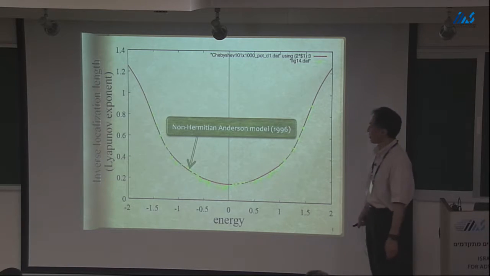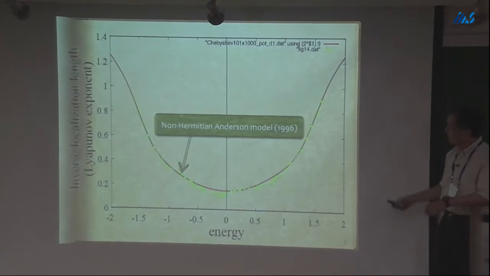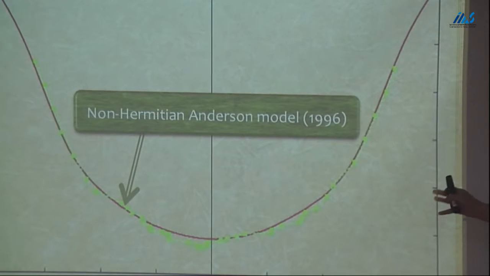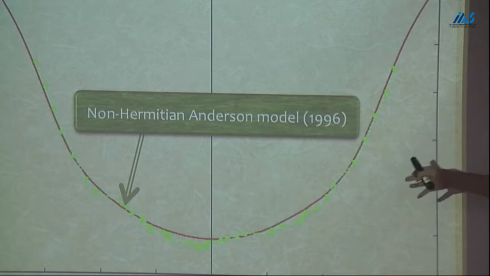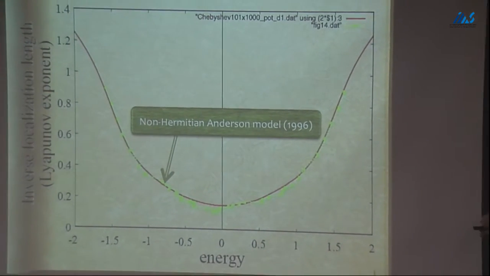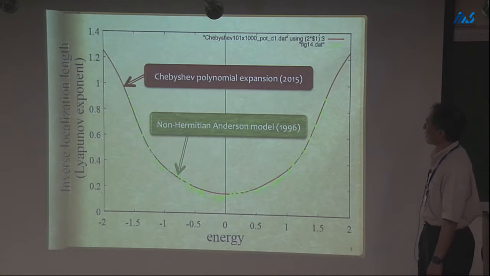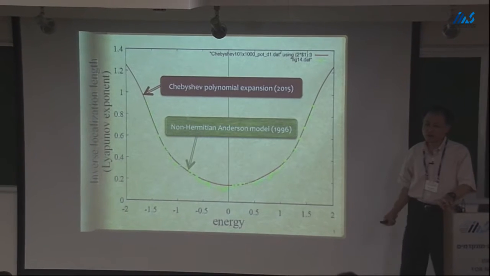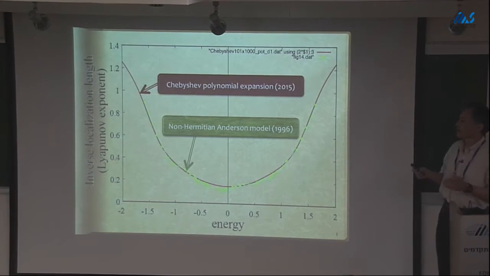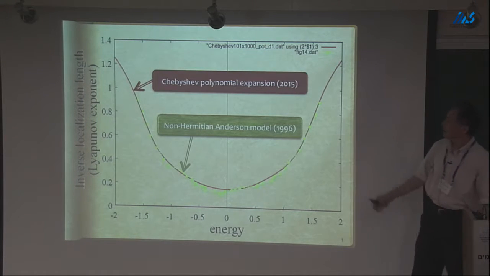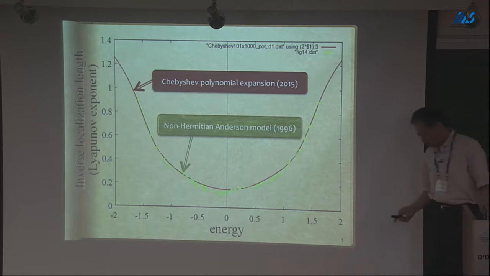It's the inverse localization length. The green curve is what I obtained back in 1996, and at that time I was pretty sure about the validity of this curve, but I didn't confirm by other methods of numerical calculations. And this year, I found a new method to compute this inverse localization length, and they fall on top of each other. So that's what I'm talking about. So I'm going to talk about this non-Hermitian Anderson model first, and then I'm going to talk about this Chebyshev polynomial expansion in the second half of my talk.